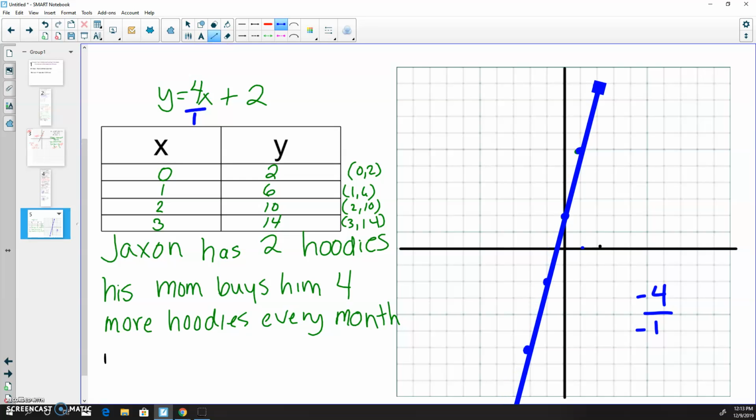It looks like that. Is it a positive or negative line? Positive, because it's going uphill. Right?